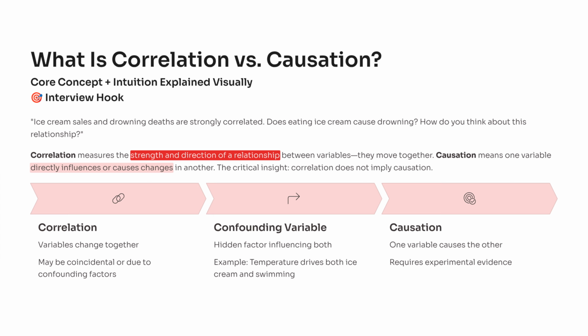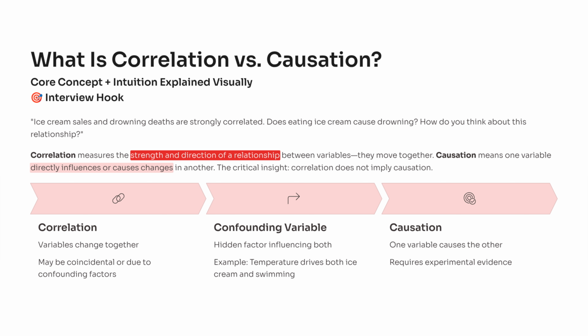First we have correlation, variables changing together, maybe coincidentally. Then comes the confounding variable, a hidden factor that influences both. In our ice cream example, it's not ice cream causing drowning, it's temperature. Hot days make people buy more ice cream and swim more. Finally, we reach causation. That's when one thing truly drives another. But proving that requires evidence, control, and careful testing.